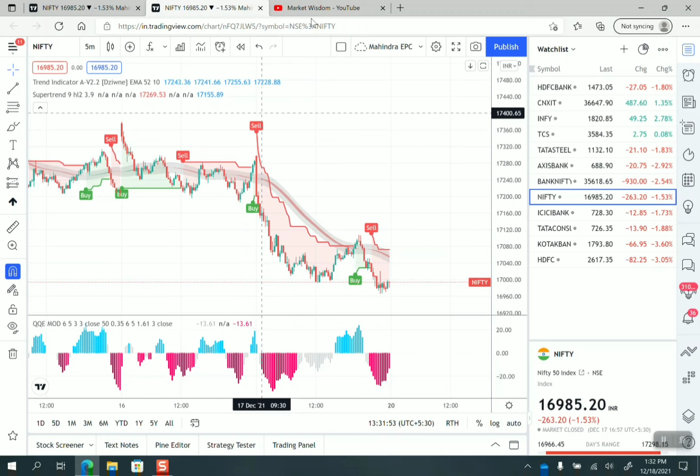When all these three conditions are satisfied, we can initiate a trade on the put side. This trend indicator should be in red color, then super trend should tell us a sell signal, and this QQE mode should also show us a red bar over here. Then only can we initiate a sell side position, and the stop loss in that case will be the other side of this trend line, right?